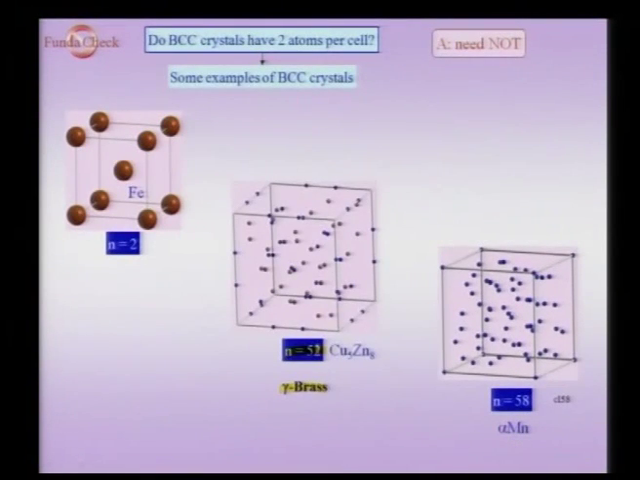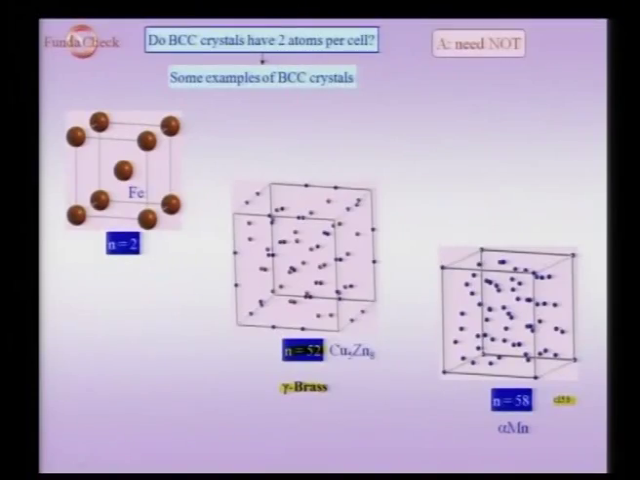And we already saw the example of alpha manganese, which is also a body centered cubic structure, which has 58 atoms in the unit cell. So just because a crystal is called simple cubic or primitive cubic, it does not mean that it has to have only 1 atom in the unit cell. In the case of BCC shown to you, there could be, for instance, 2 or 52 or 58 or even more atoms in the unit cell. Of course, iron and alpha manganese are elements, but the copper zinc is an alloy, and this is an ordered alloy with a specific crystal structure.